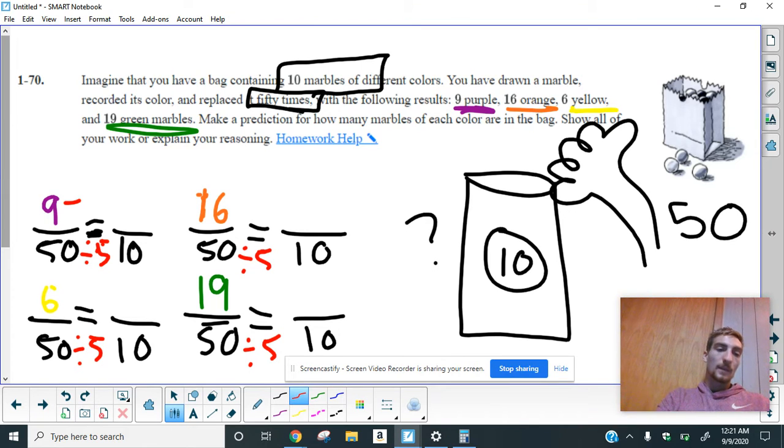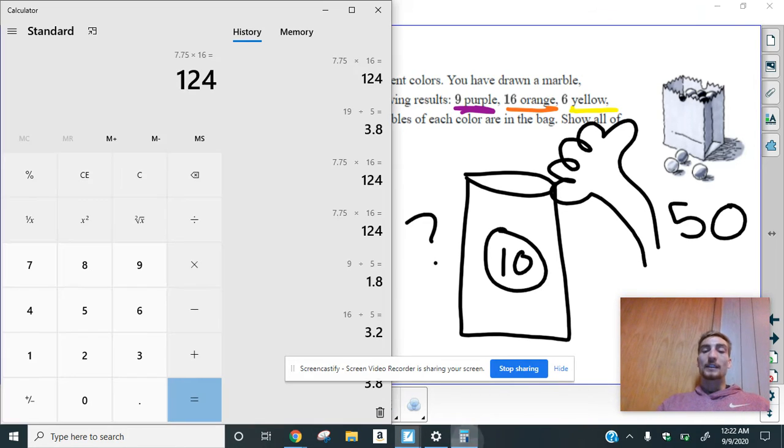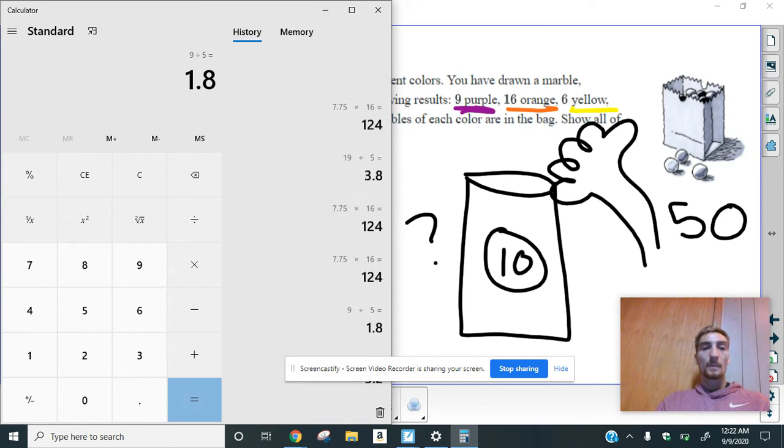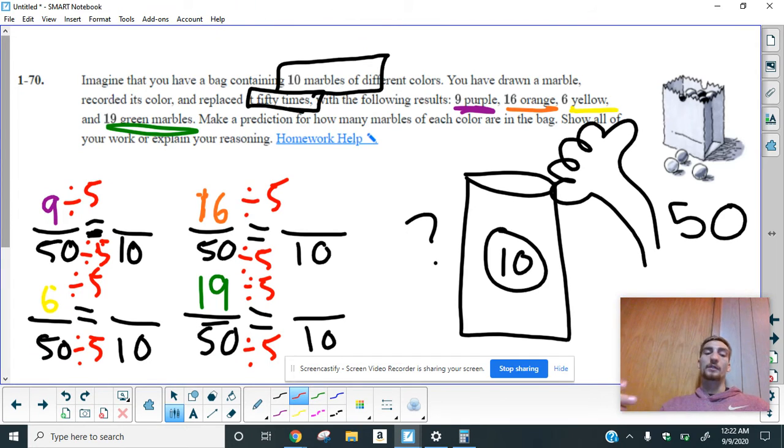So let's go ahead and do that. 9 divided by 5, 16 divided by 5, 6 divided by 5, and 19 divided by 5. So you'll notice here, our numerators do not divide neatly by 5. For example, 9 divided by 5 will give us 1.8. And we can't have 1.8 marbles in our bag of 10 marbles, right? So what we're going to have to do is round.